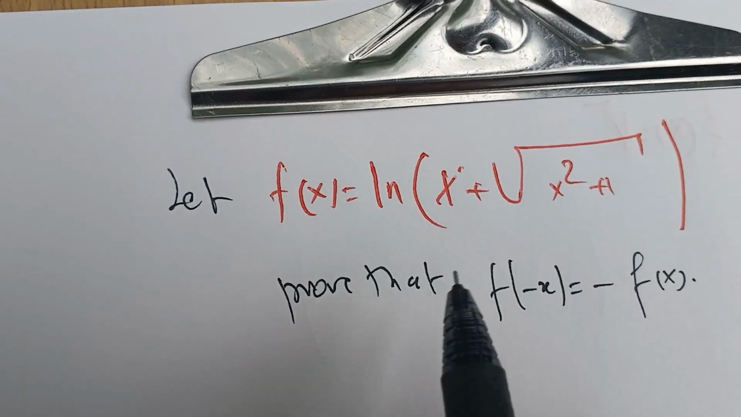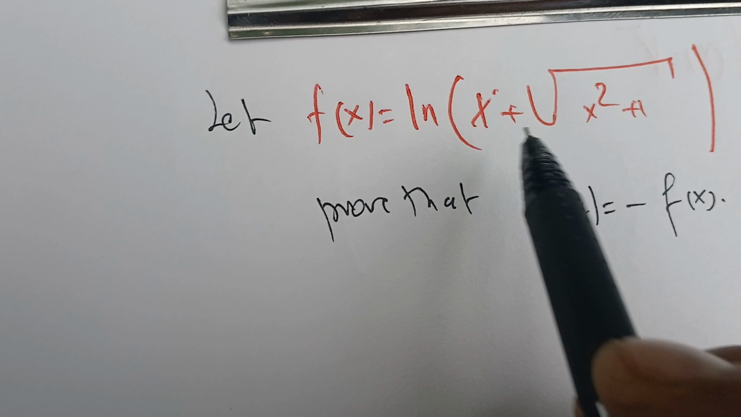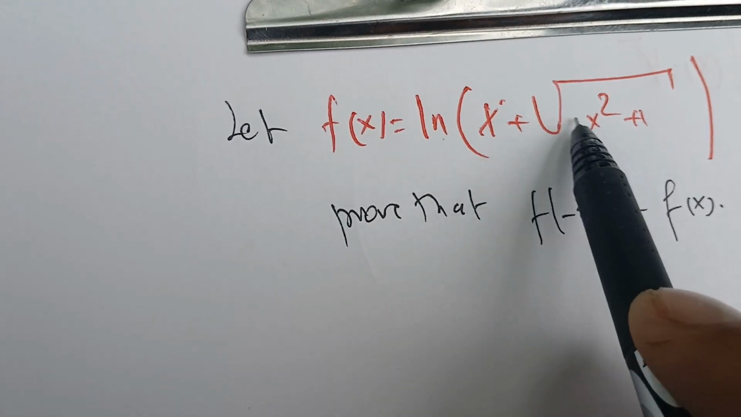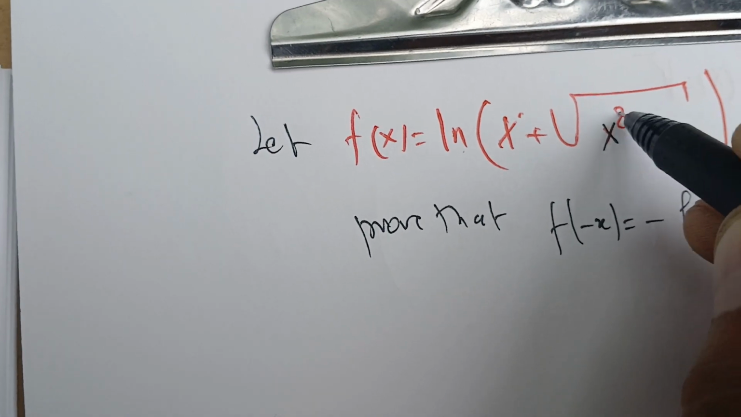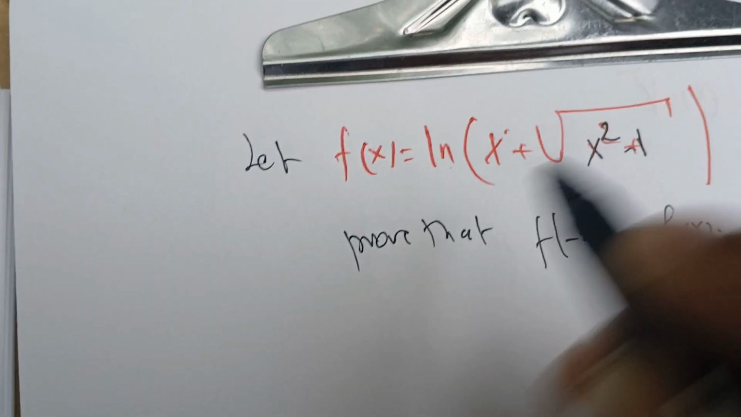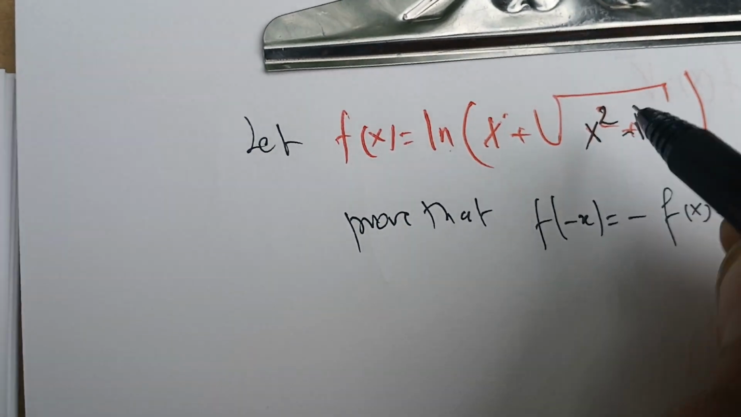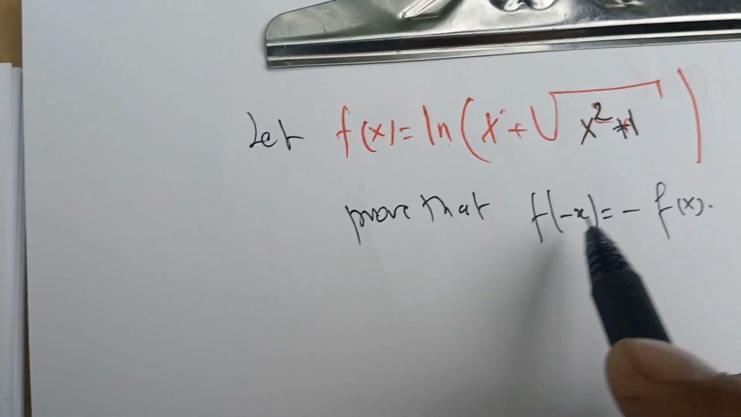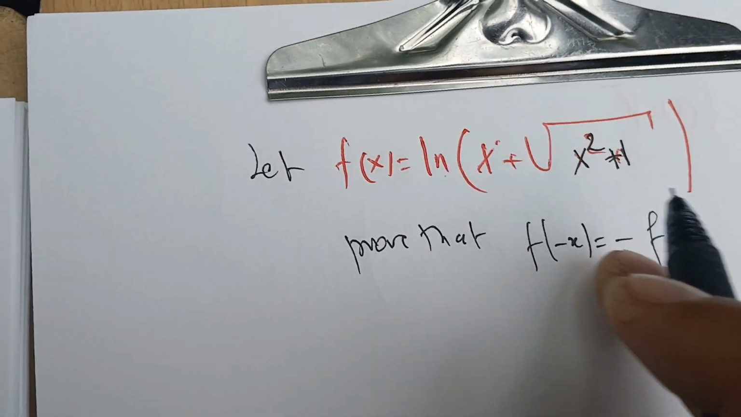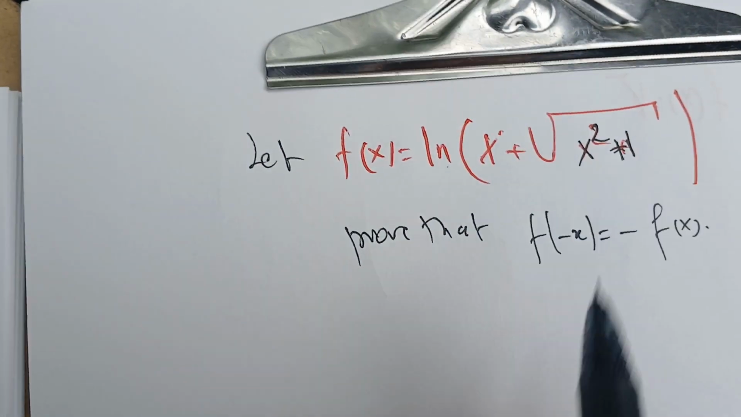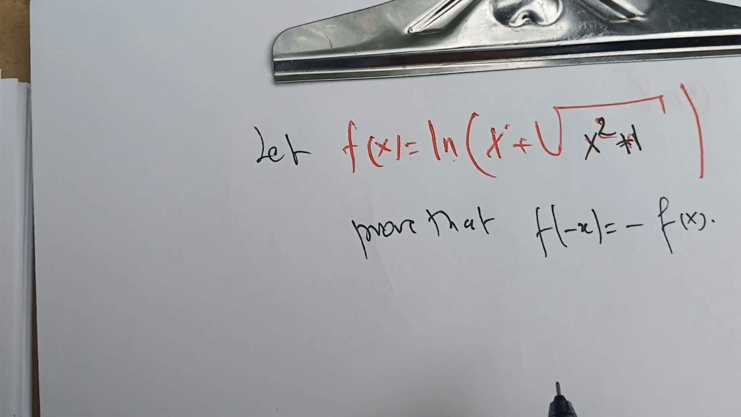Let's define the following function f of x by the natural log of x plus the square root of x squared plus 1. So in our case, we want to prove that f of minus x is minus f of x. This means that we want to show that f is an odd function.